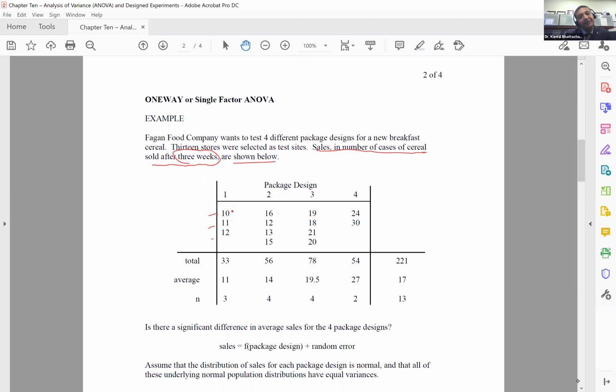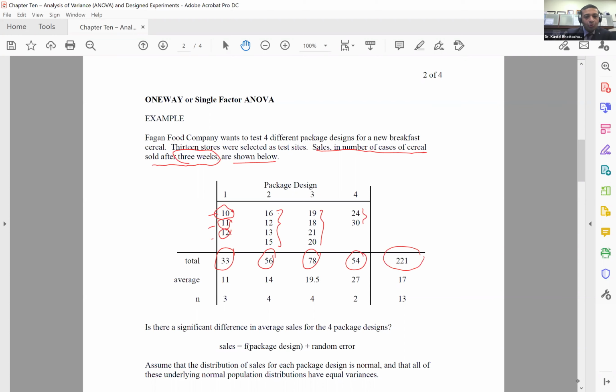Okay, so if you look back at the previous page, it's the same setup, only this time we have provided numbers to it. Okay, so from the first test site or the first store, 10 of those cereals from package design 1 were sold. Okay, from the next test site, 11, from the third one, 12, and these were all from package design 1. In the same way, these all came from package design 2, this one from package design 3, these came from package design 4. So what you see here is the total of each of those package designs.